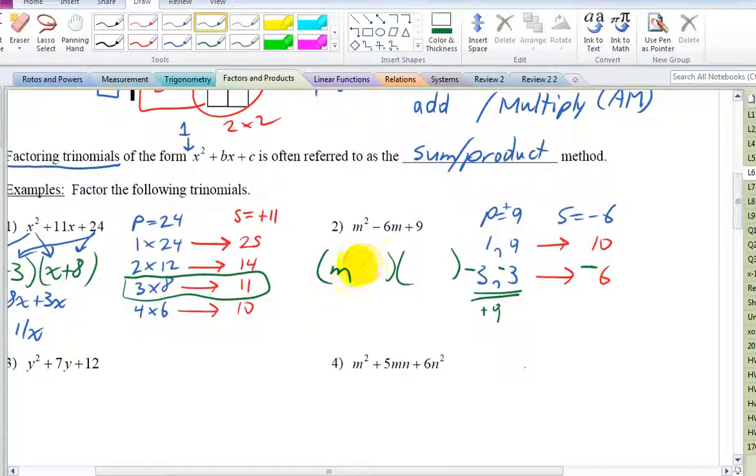Okay. m minus 3 and m minus 3. So we have a different letter up front. What's the best way to write this now?